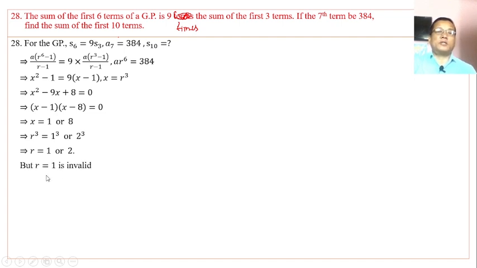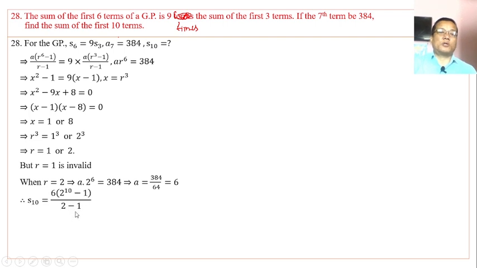But r equal to 1 is not valid, because when r value is 1 the equation does not hold. Therefore the r value is 2. When r equals 2, putting it in the equation, the a value comes out as 3/64. With a and r, the sum of the first 10 terms is the general formula: first term times r power n minus 1 by r minus 1. Simplifying, we get the standing value 6138.